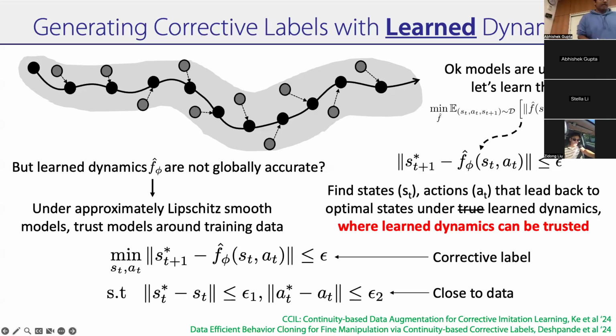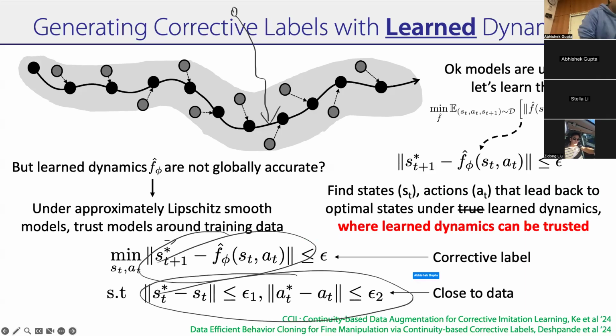I'm not going to generate a corrective label that goes all the way from here back to here, because I can't trust my dynamics model. So I'm just going to solve this equation, but make sure I only solve it in regions where I'm close to the training data.